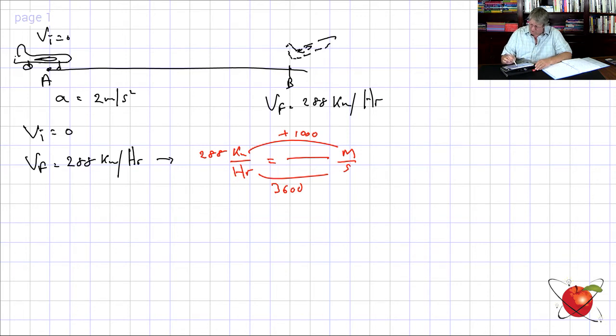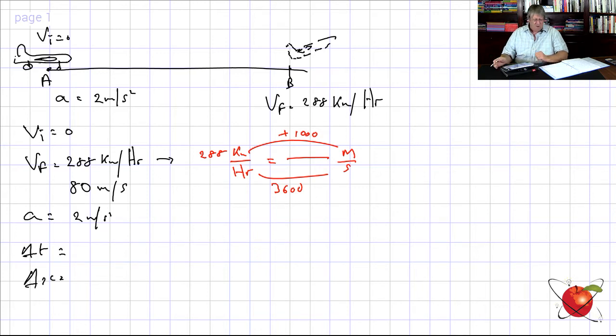So our 80 meters per second is there. Okay, we've got our 80. Now, what's the next step? The next step is we are looking for what? Acceleration is 2 meters per second squared. What is the other one? The other one is delta t. The other one is displacement, delta x.